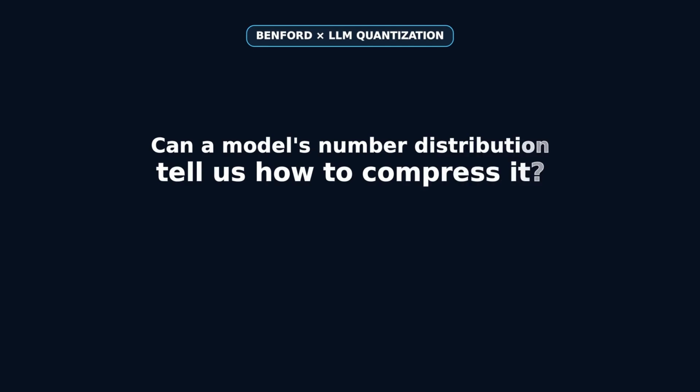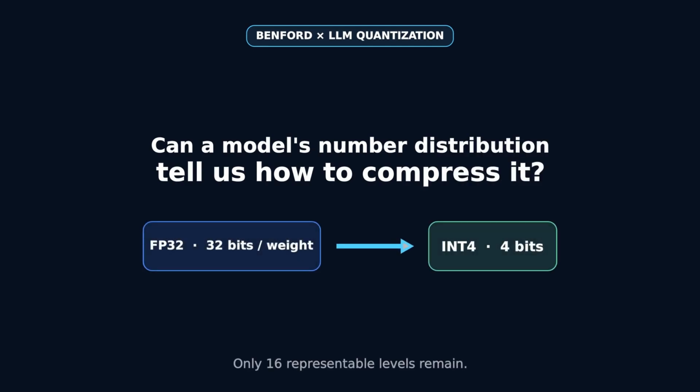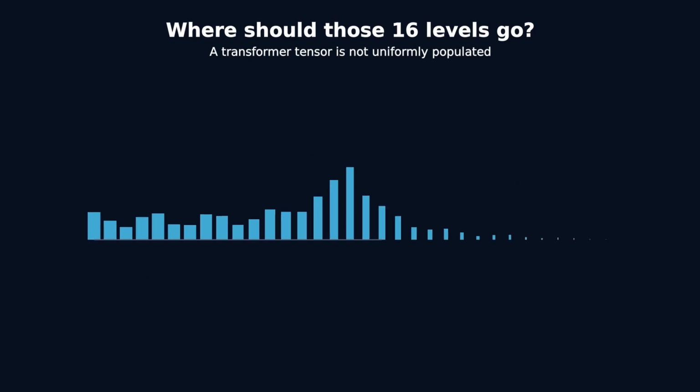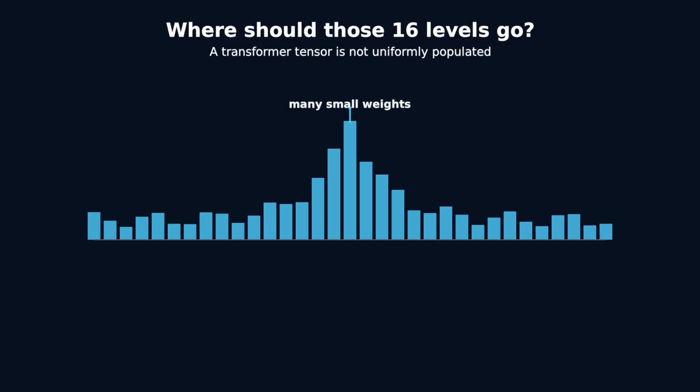Quantizing a large language model means replacing its high-precision weights with a much smaller set of values. Going from 32 bits to 4 leaves only 16 representable levels, for example. So the question is, where should those levels be placed?